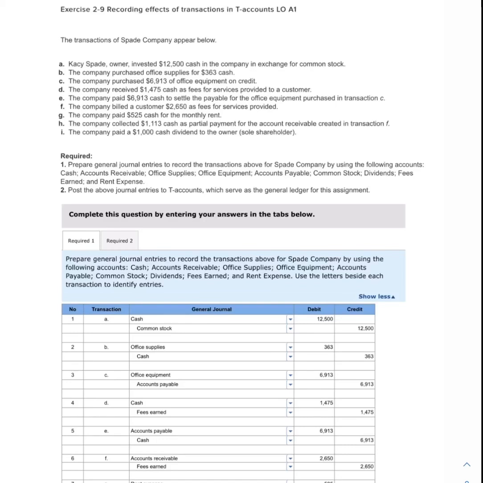So here in number 1, it tells us that the owner invested $12,500 in cash in the company in exchange for common stock. So what happened? Cash has increased.